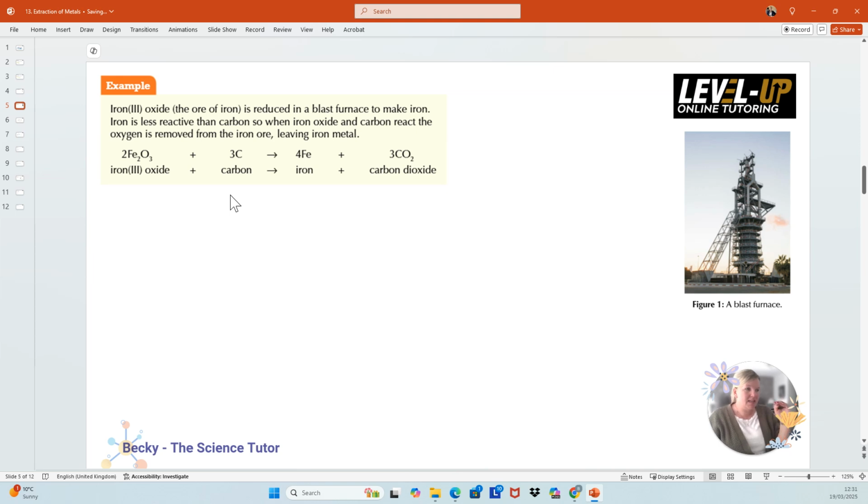So what we do is we take that and we combine it with carbon in something called a blast furnace, and you can see here on the other side that we've got a blast furnace. So this is done on a huge scale within industry. Carbon comes along, it is more reactive than the iron, and so the iron is displaced. Carbon bonds with the oxygen to form carbon dioxide, and iron is left on its own. And so therefore we can undergo carbon reduction when we need to extract iron.